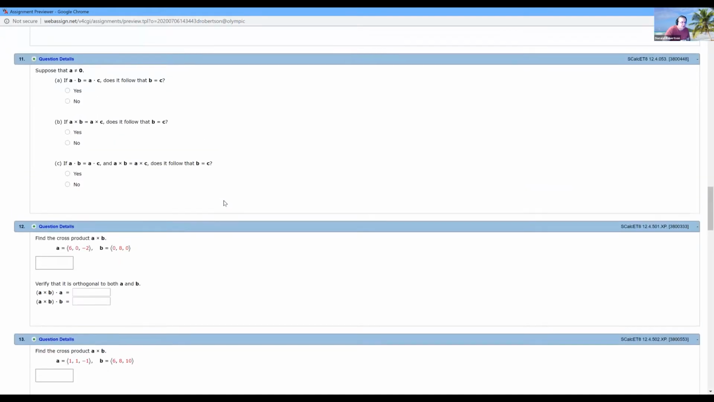Here's a thinking one, which I like thinking ones. Suppose A is not the 0 vector, and A dot B is equal to A dot C. Does it follow that B is equal to C? So you're 50-50 chance of guessing here, right? If A is not the 0 vector, but the dot product of A and B is the same number as the dot product of A and C, does it follow that B and C are equal to each other? The same vector.